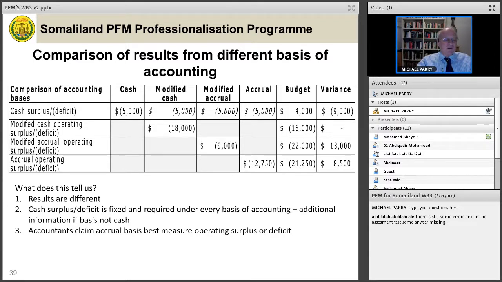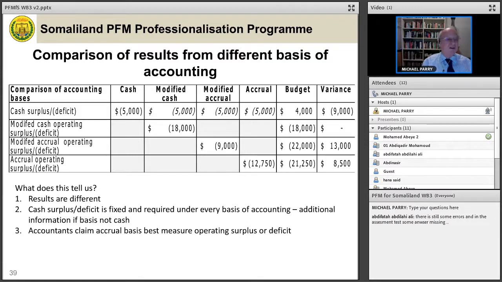So what does it tell us? Well, it tells us the results are different, that's obvious. Secondly, it tells us the cash surplus or deficit is fixed and required under every basis of accounting. So the cash is what cash is. As accountants, we claim that the accrual basis gives us the best measure of the surplus or deficit, and therefore the final row in that table is the most meaningful conclusion. And that is probably correct.